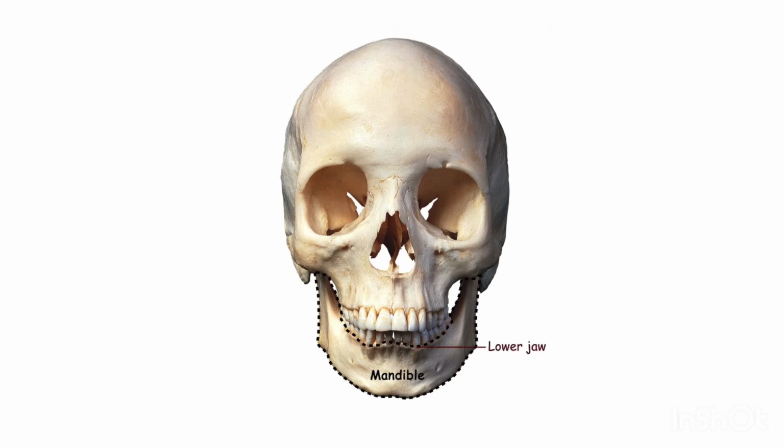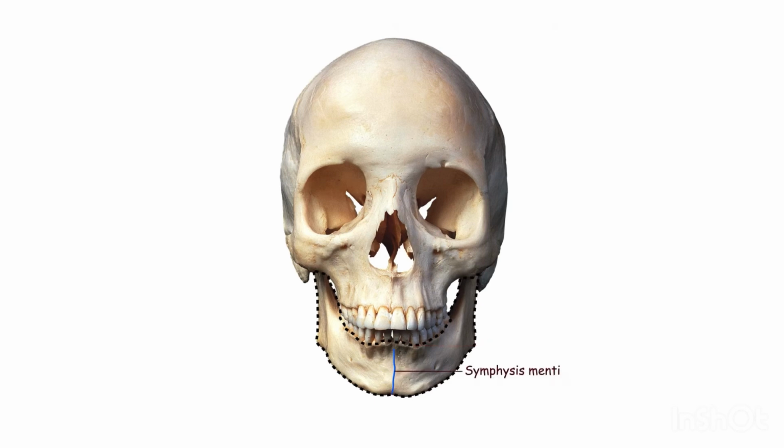The mandible. It forms the lower jaw. In the midline, this is the symphysis menti, and a lower prominent area, the mental protuberance. Laterally, there are mental foramen that transmit mental nerves and vessels.